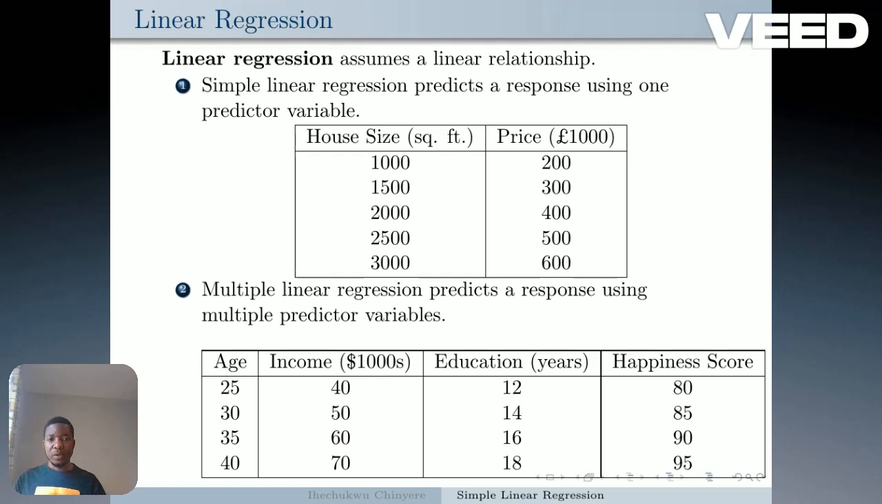Here we're using only one predictor variable. In the multiple case, we have three predictor variables. So we use the age, the income, and the education to predict the happiness score of an individual. So that's the difference between them: one uses one predictor variable, the other uses more than one. In this class today, we are only focusing on simple linear regression, so we have only one predictor variable.